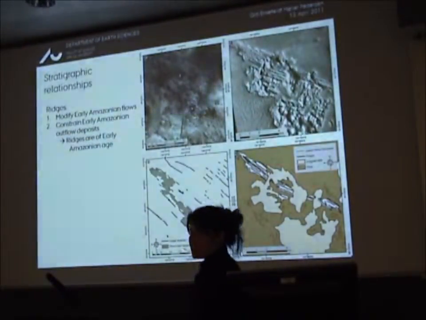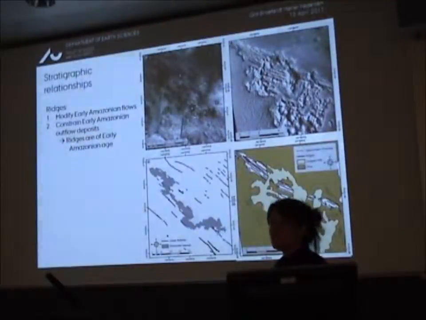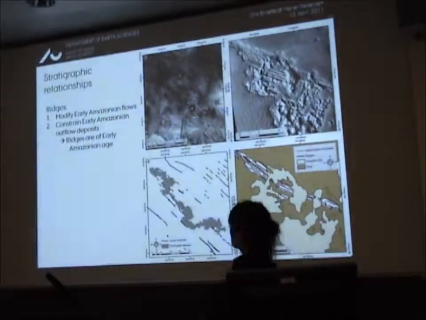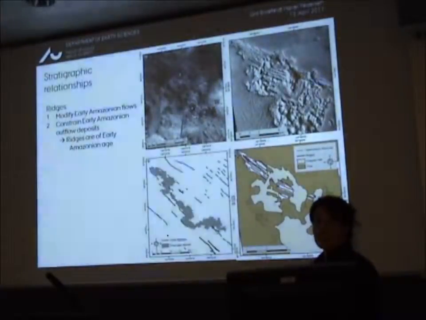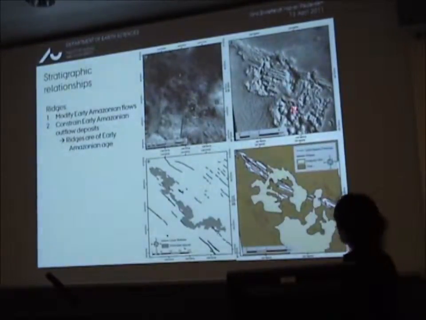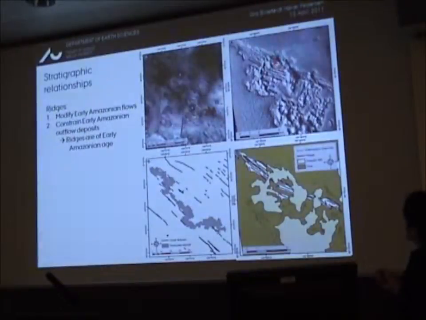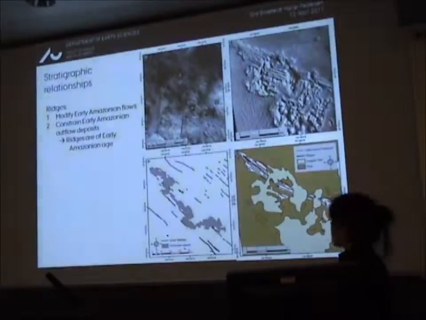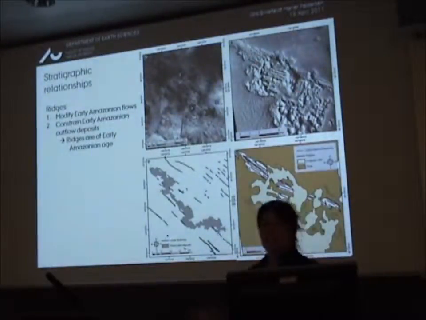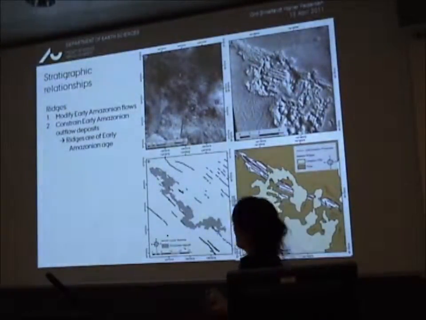So what we suggest is that these ridges are of early Amazonian age, and we do this based on this kind of cross-cutting stratigraphic relationships. What we see over here is what we interpreted as the dikes. We suggest they have intruded this flow here, creating these fractures along the side and producing these irregular hills. So they are basically cutting early Amazonian outflow deposits.